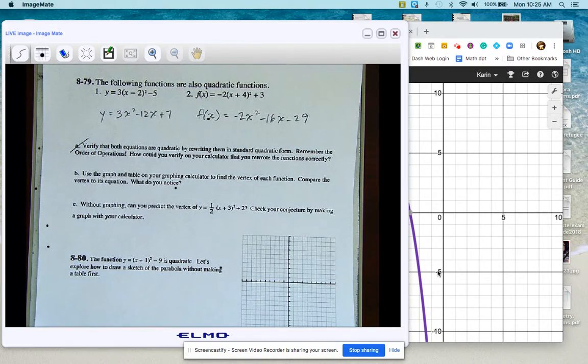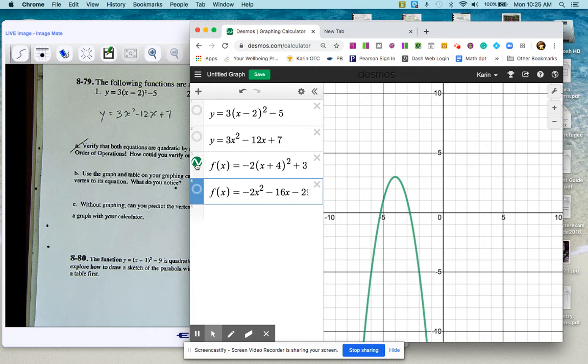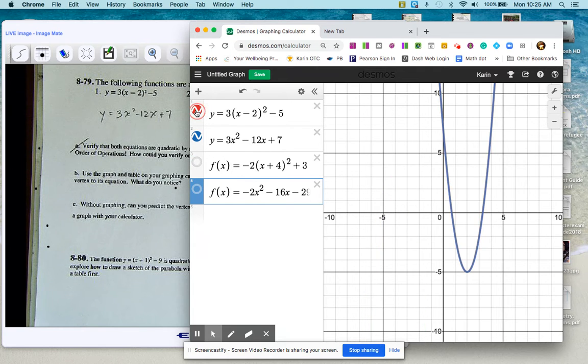All right, so it says use the graph and table on your graphing calculator to find the vertex of each function. Okay, so let's go back to that first function, in either form. We're going to look closely at the vertex. I'm just going to click right here on Desmos. Here's the vertex. What point is that? So the vertex of this one is 2, negative 5.